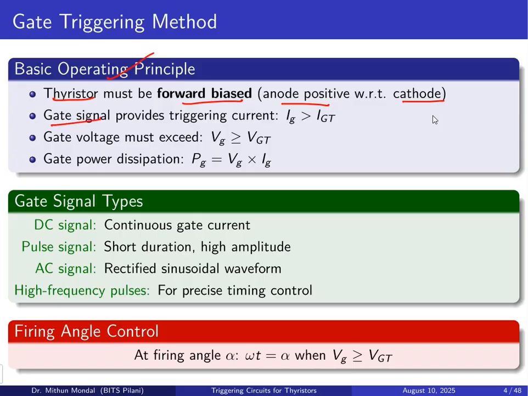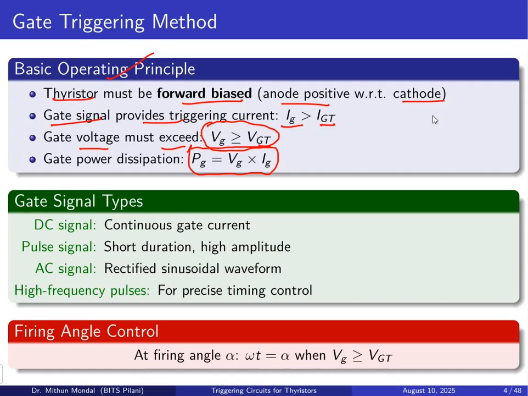The gate signal which is now applied will provide a triggering current, and the gate current has to be more than the threshold limit. The gate voltage also needs to exceed the threshold limit, so we can say the gate voltage should be greater than or equal to the gate threshold limit. Now we can calculate the power dissipation as the product of the gate voltage and the gate current.